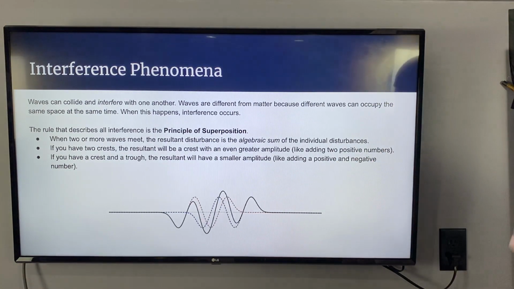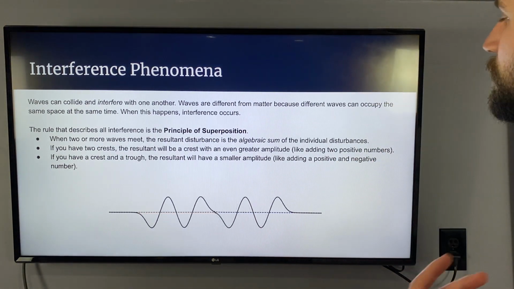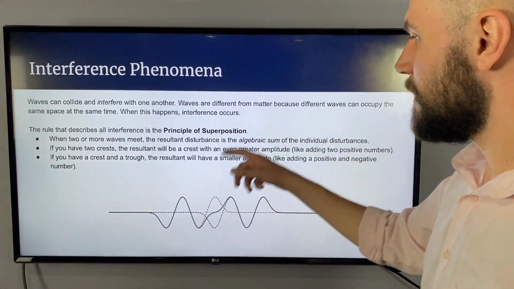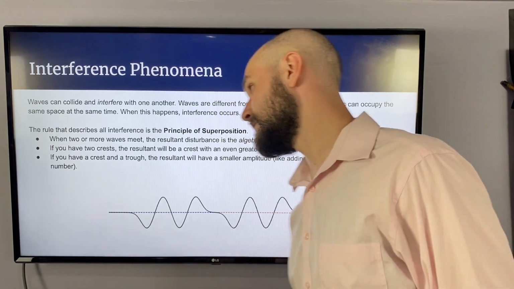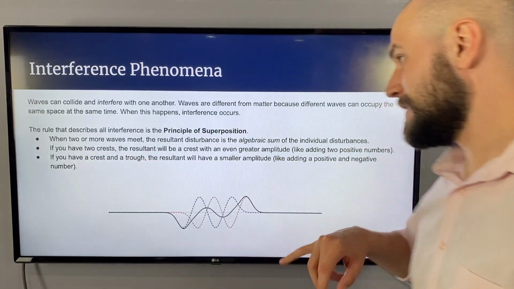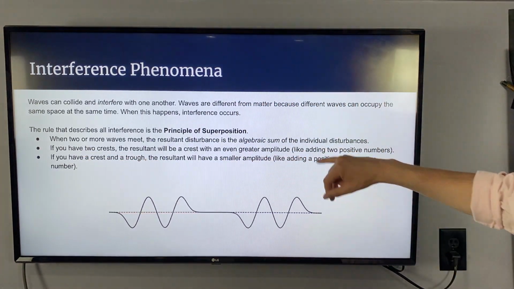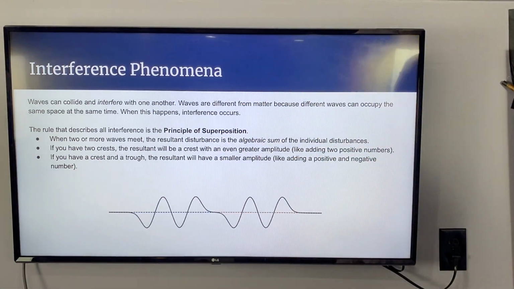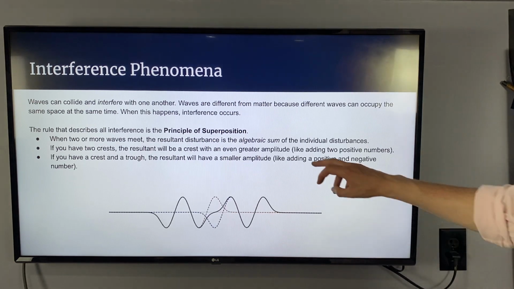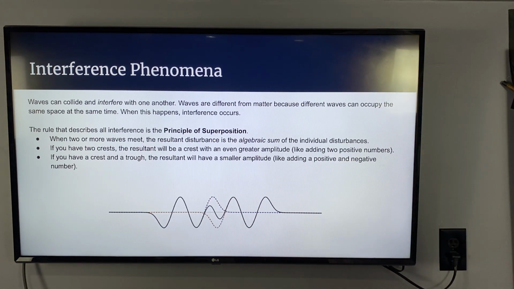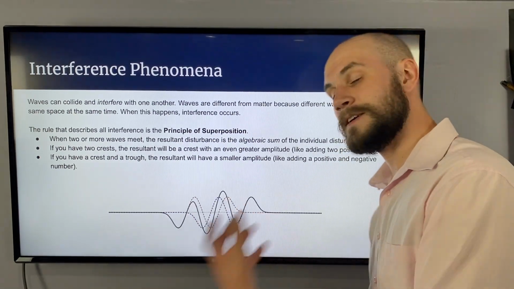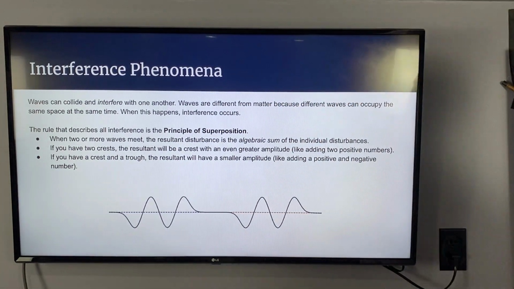Superposition, the best way to think about it, is the algebraic sum of the individual disturbances. Algebraic sum means we're just taking note of positive and negative numbers. If we have two crests, we're going to have a greater amplitude, just like adding two positive numbers. And if we have a crest and a trough, we'll have a smaller amplitude, just like adding a positive and a negative number. Because that energy can't disappear. It still has to be manifested somehow on this wave.